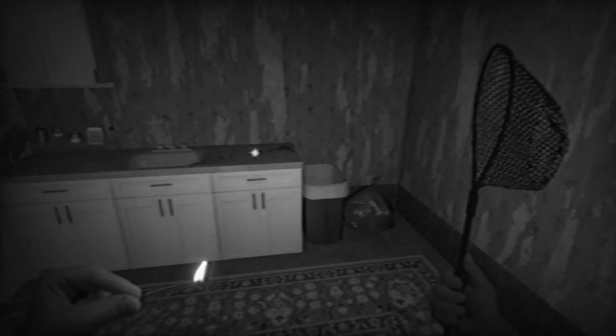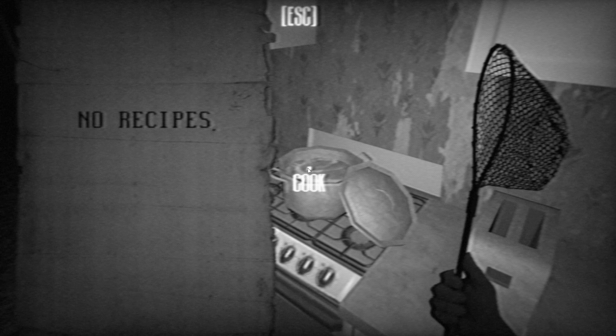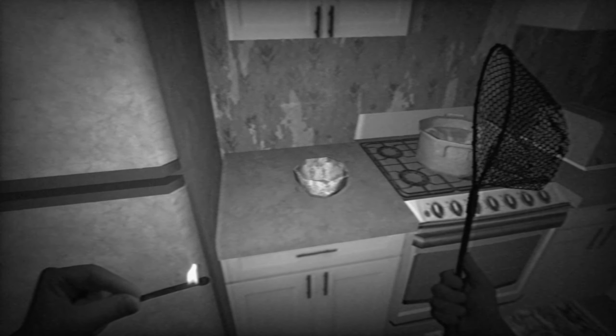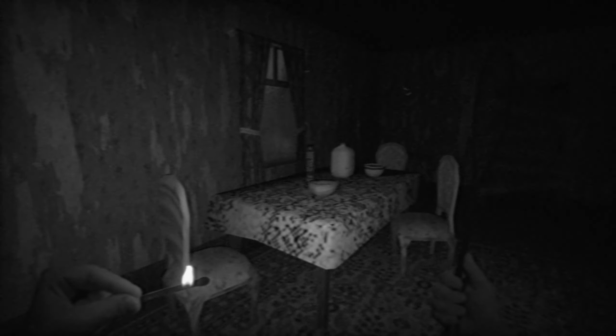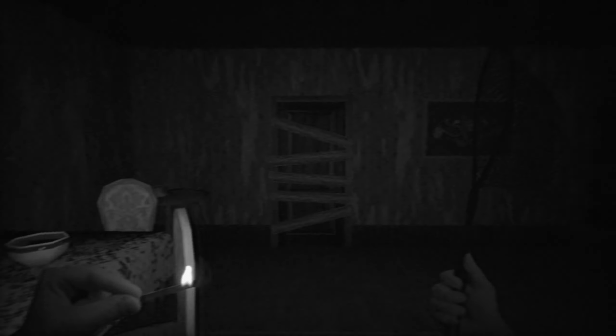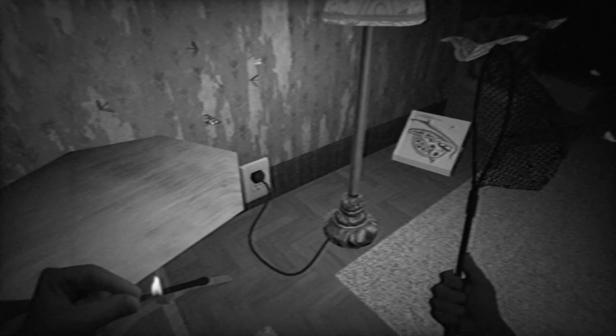Looks like I found a crowbar. No recipes. I can cook. Interesting. Catch everything.